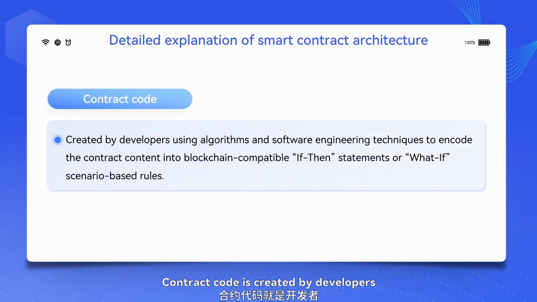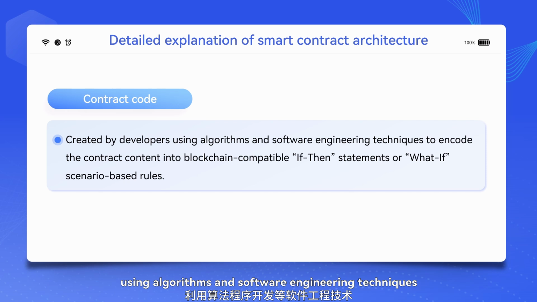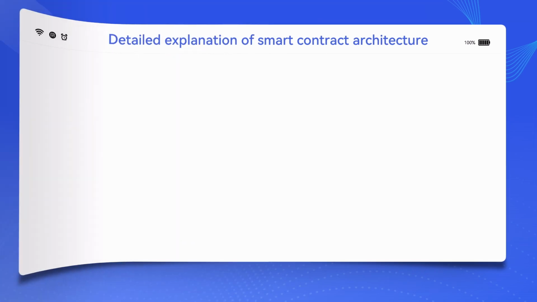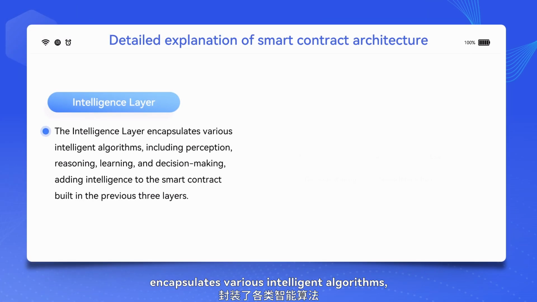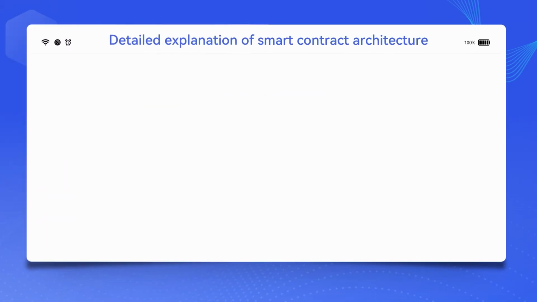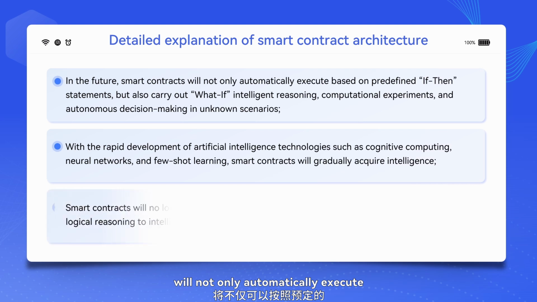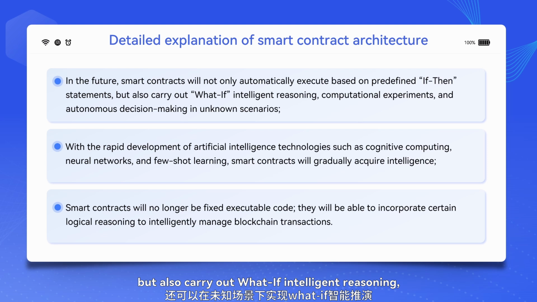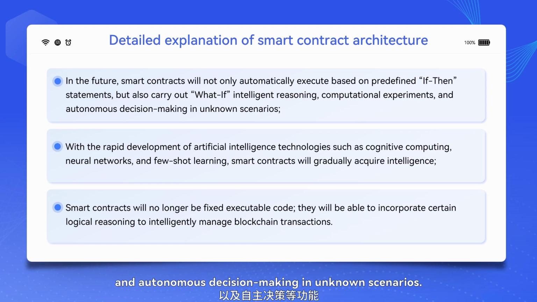Contract code is created by developers using algorithms and software engineering techniques to encode the contract content into blockchain-compatible if-then statements or what-if scenario-based rules. The intelligence layer encapsulates various intelligent algorithms, including perception, reasoning, learning, and decision-making, adding intelligence to the smart contract built in the previous 3 layers. In the future, smart contracts will not only automatically execute based on predefined if statements, but also carry out what-if intelligent reasoning, computational experiments, and autonomous decision-making in unknown scenarios.